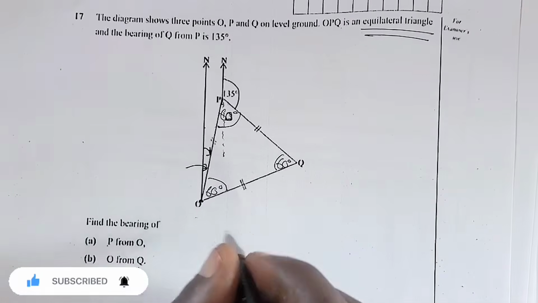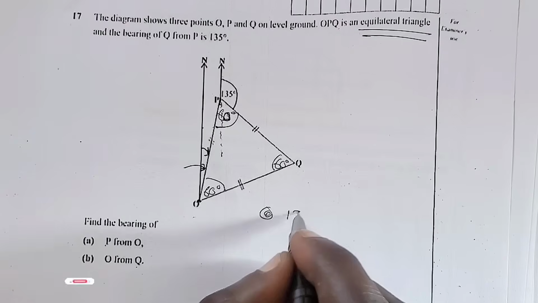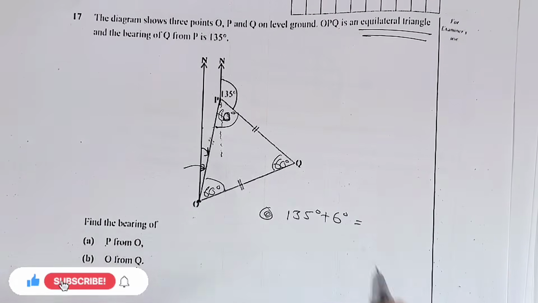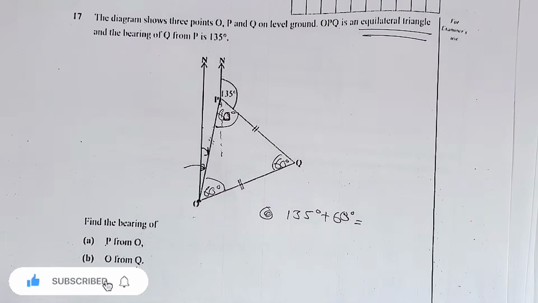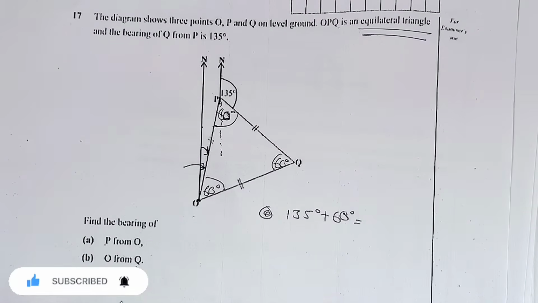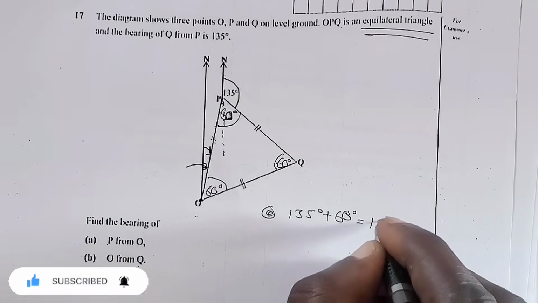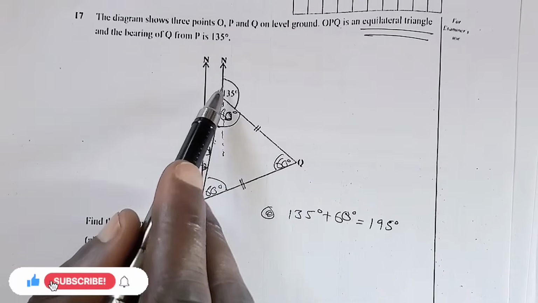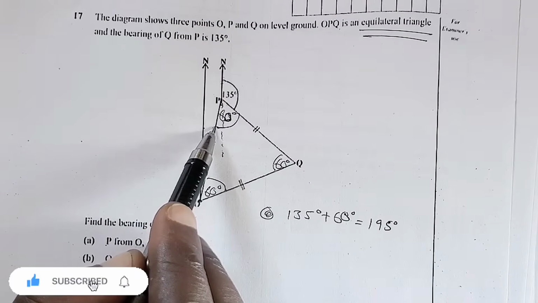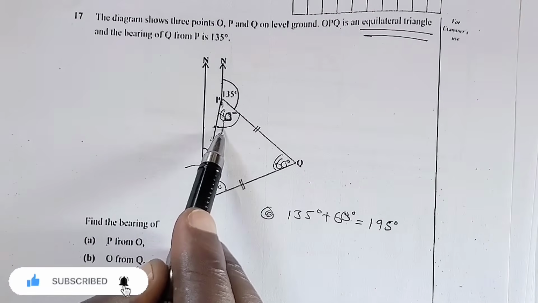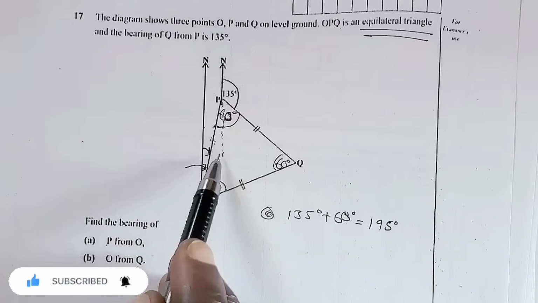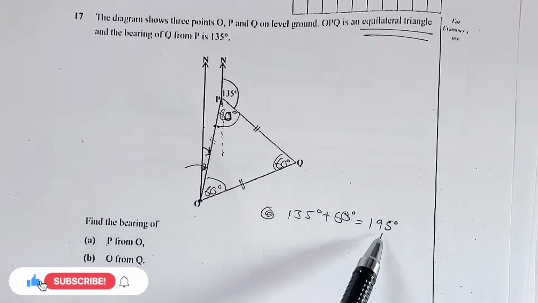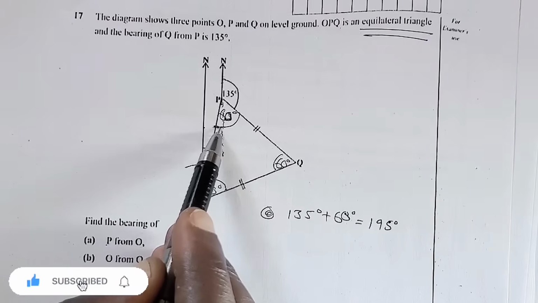Now check. The secret here is, from here up to this point is 135 plus 60 degrees. What are we getting? 195. So from this point up to this point is 195. Now, how can you know this smaller angle here? Do you know the value of a straight line? 180. So let's subtract this 180 from 195. The value of the remaining angle is this.